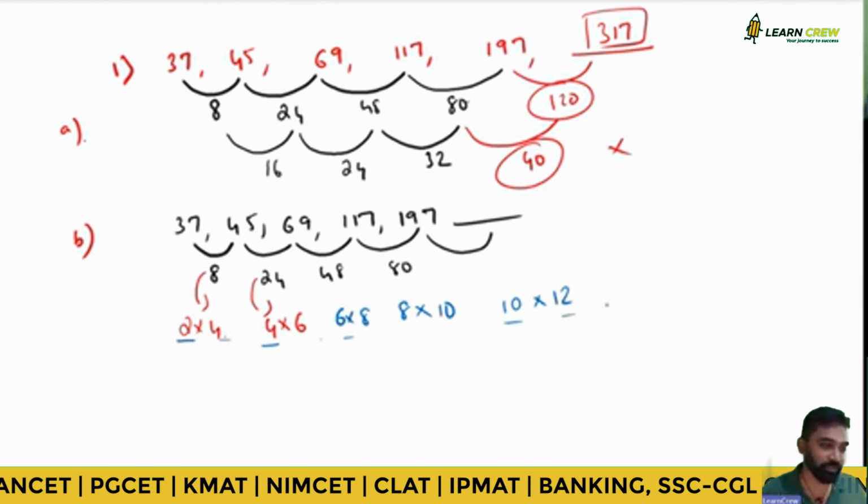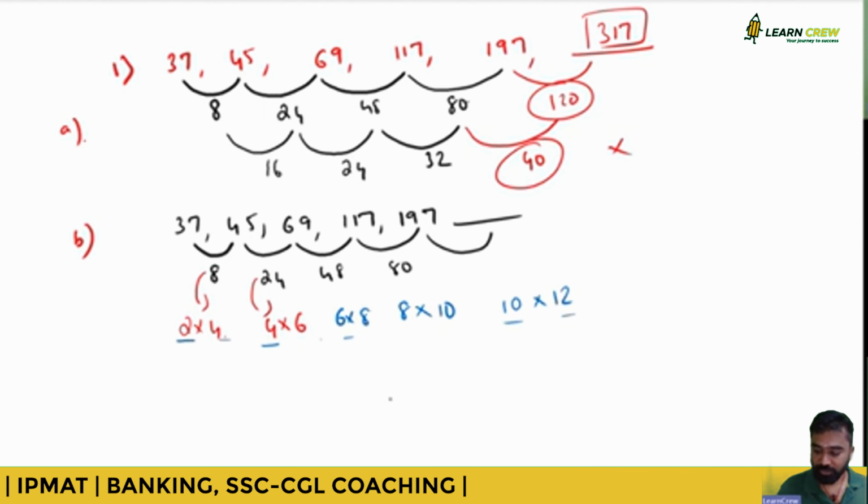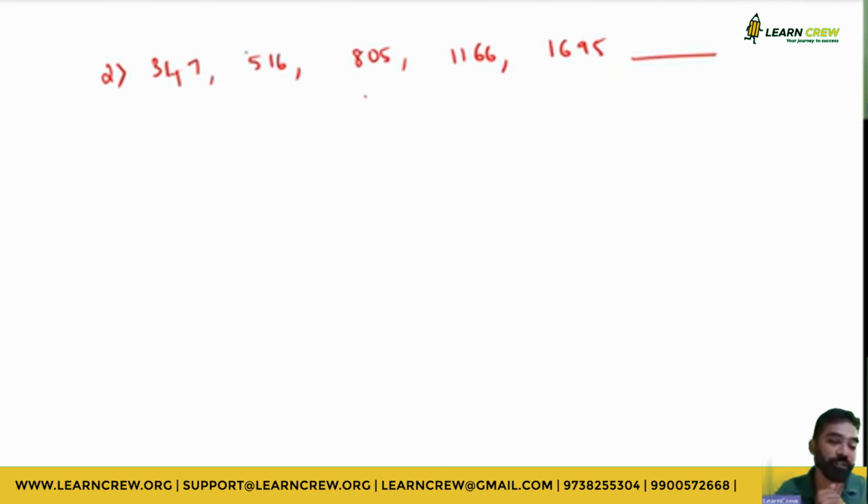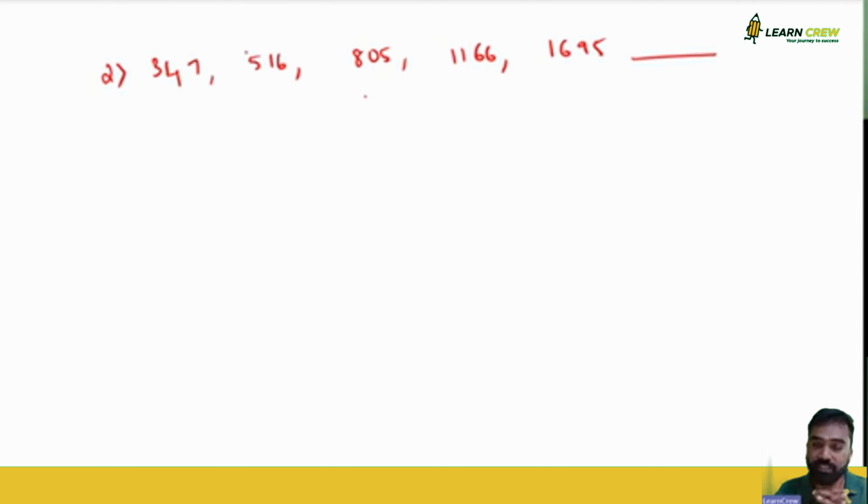Clear with the first question or any doubts? Online, clear or any doubts? Clear, sir. Okay. Second one, let us take it up: 347, 516, 805, 1166, 1695. Take your time, identify.